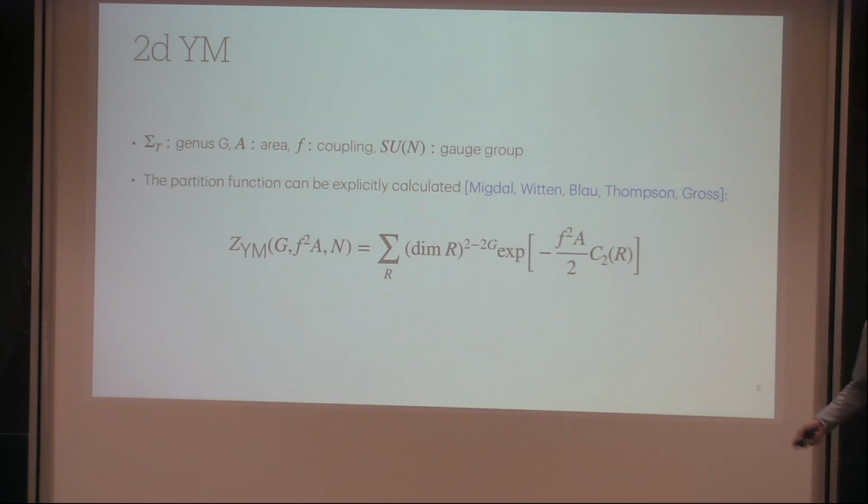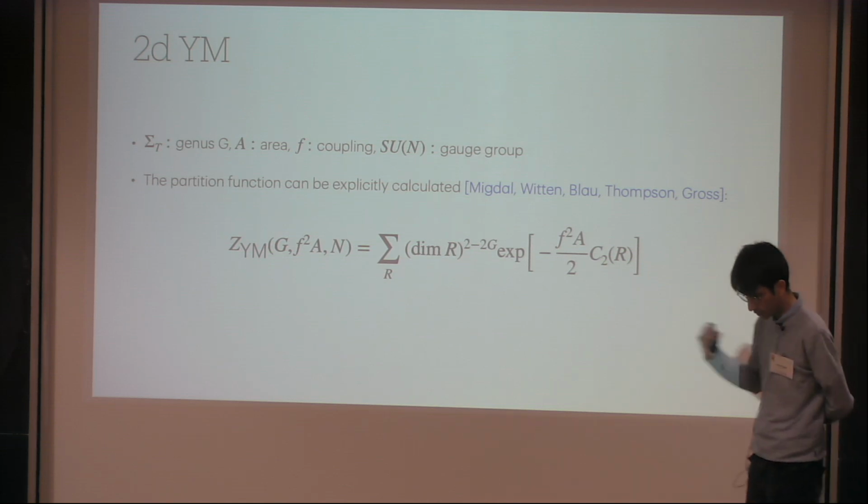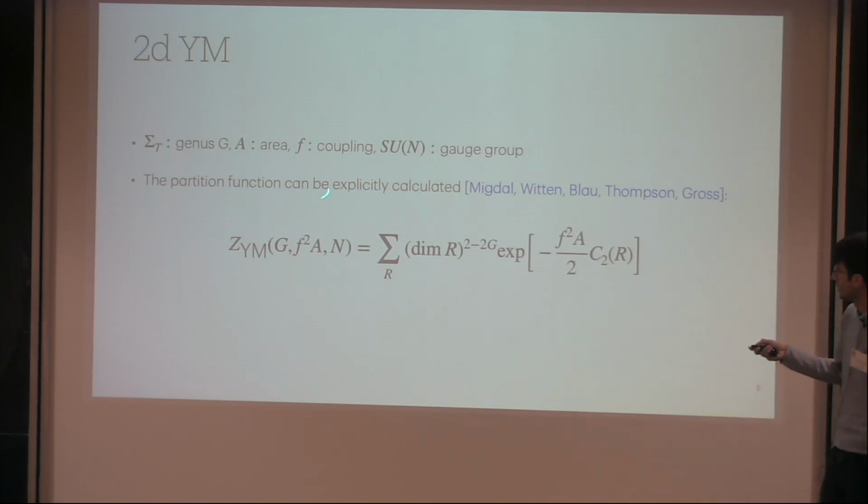Just a quick reminder of 2D Yang-Mills, which you already heard about. We put 2D Yang-Mills on a Riemann surface of genus G, with metric and area A, coupling g, and gauge group SU(N). The partition function can be calculated exactly. The important thing is that it is a sum over irreducible representations of SU(N), which we can label by Young tableaux.